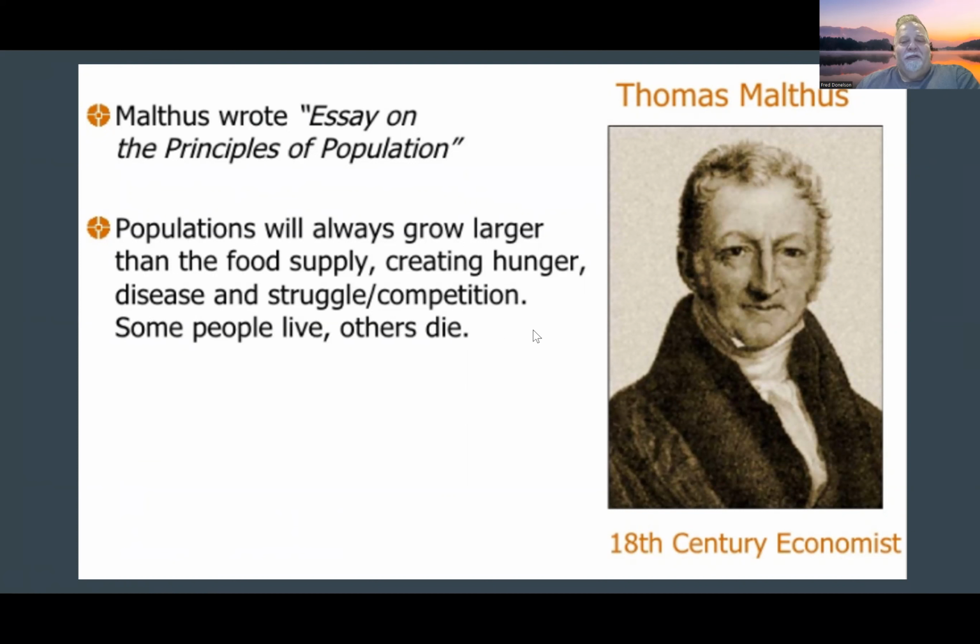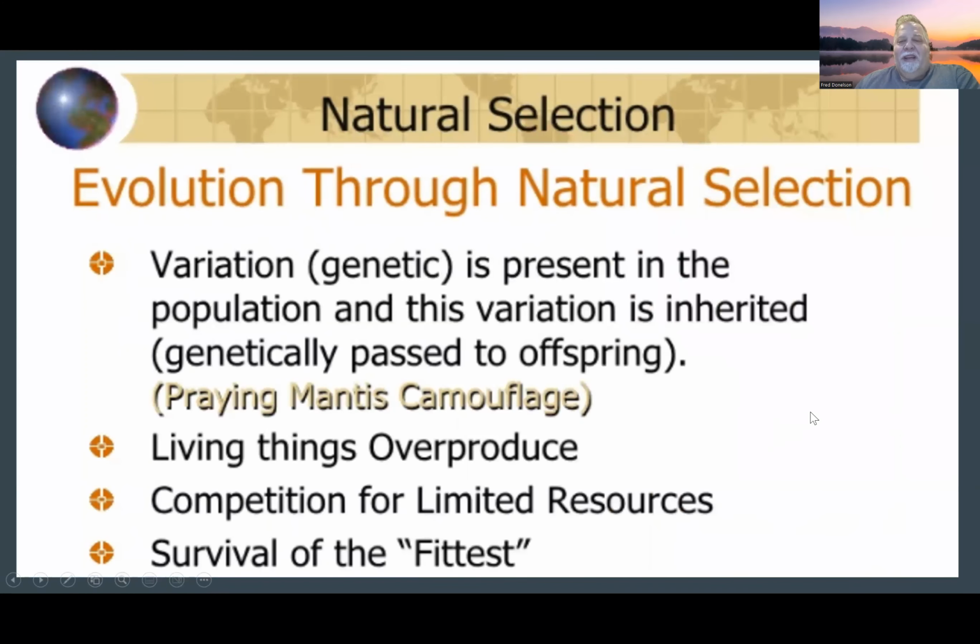Well, Darwin was the first one to really take that principle and apply it to the natural world, animals and plants. And so what he came up with was this idea called natural selection, that evolution happens through natural selection. Well, what do we mean by that? Well, every population has variety. That's called genetic variation. It's present in a population, and that variation is inherited.